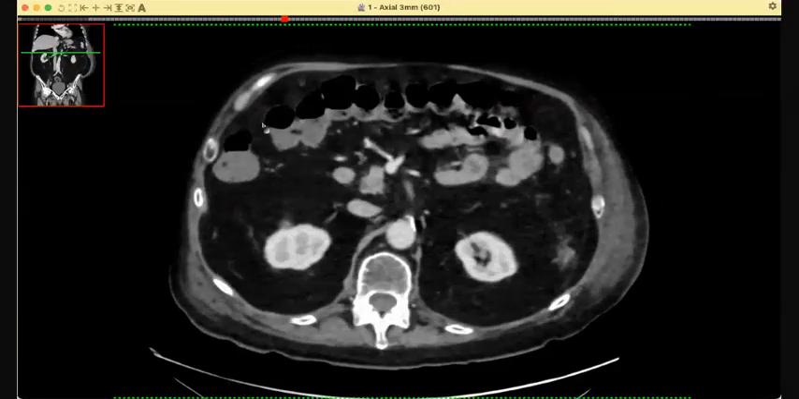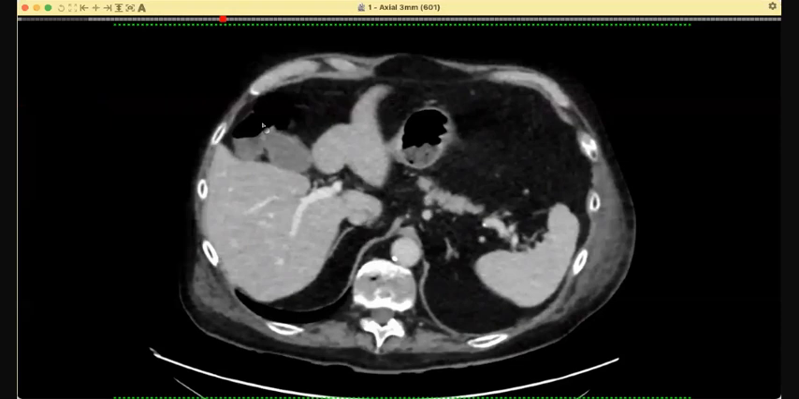Okay, listen to the history carefully. 79-year-old male. Patient is a known case of prostate CA under treatment and known to have bone metastasis. Patient is getting medical treatment.